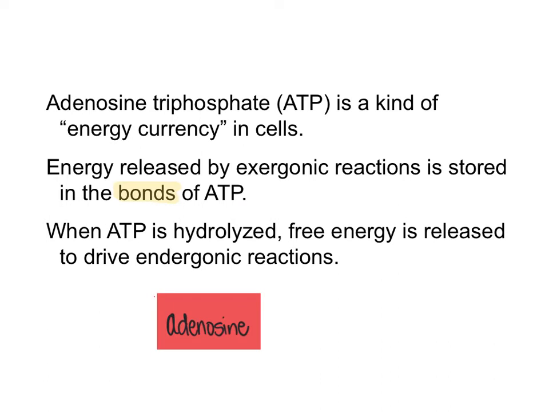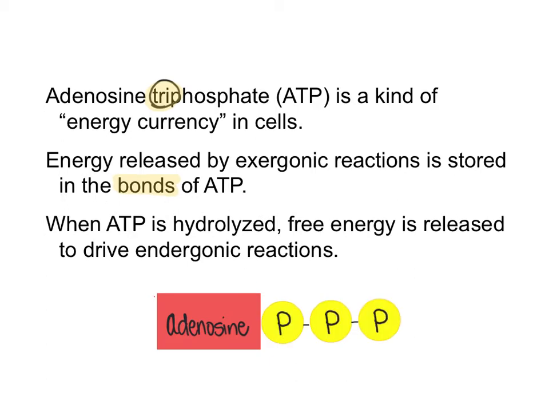The first part is the adenosine. Adenosine is a 5-carbon sugar and a nitrogenous base. The other parts of the ATP molecule are the phosphate groups. And as the name implies, tri means 3 phosphate groups. And with that 3rd phosphate group, there is energy available in the chemical bond, which is represented by this line right here.